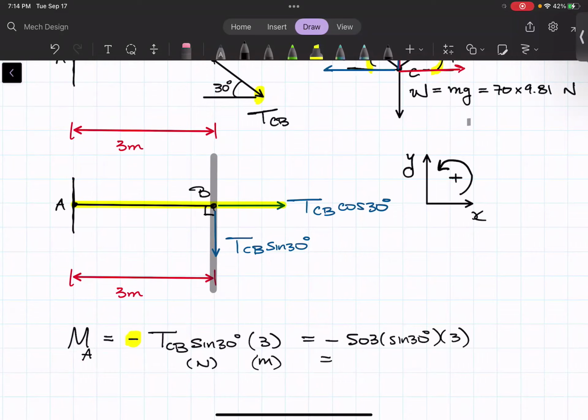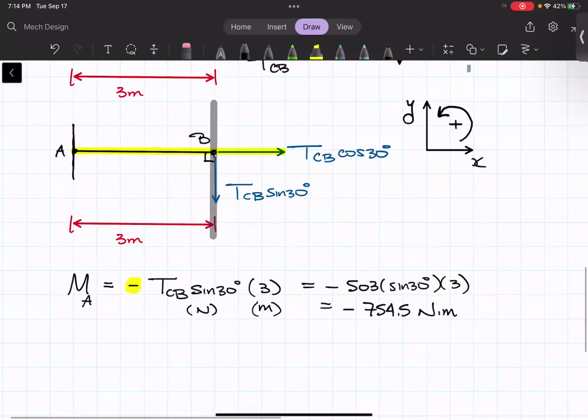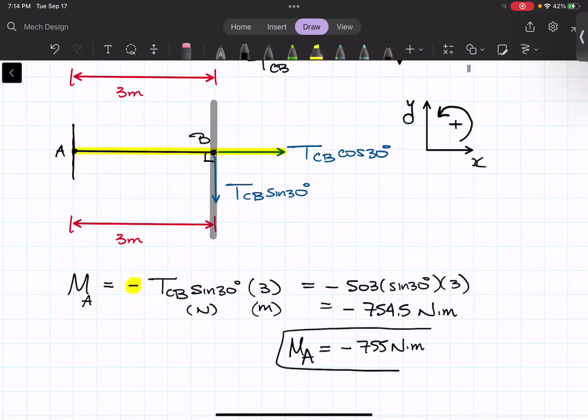So plug this in our calculator. So we get minus 754.5 Newton meters. Okay, if you're in an engineering class, many times professors ask you to use 3 significant figures, so it would be 755 Newton meter. And essentially that is your answer.